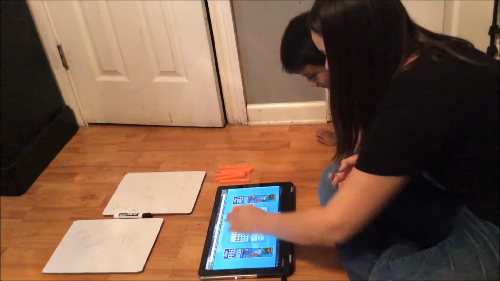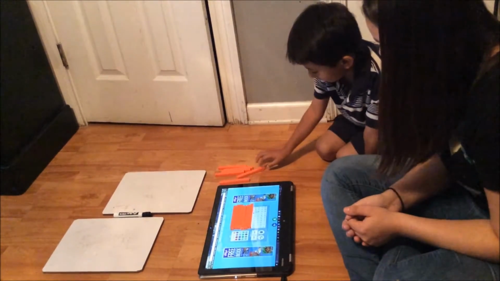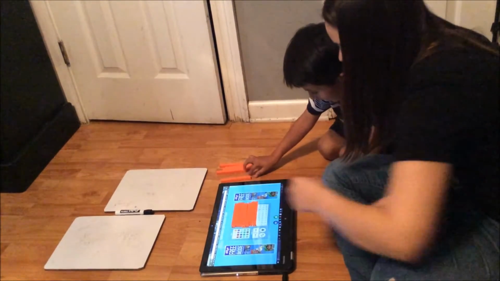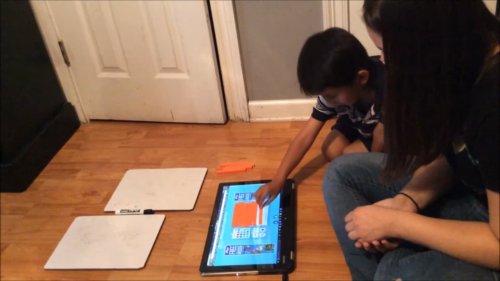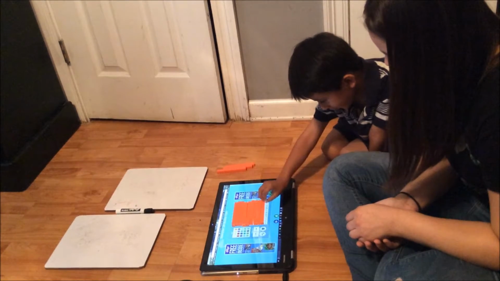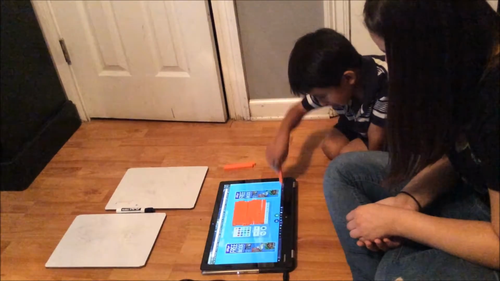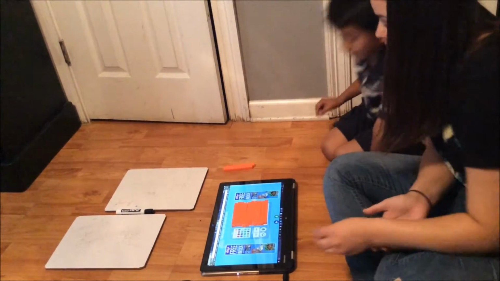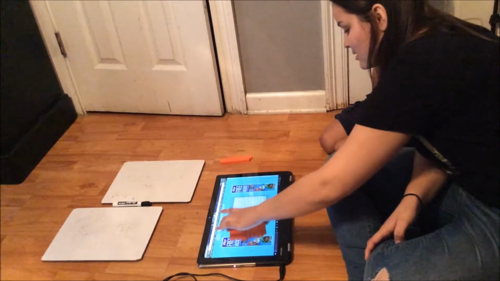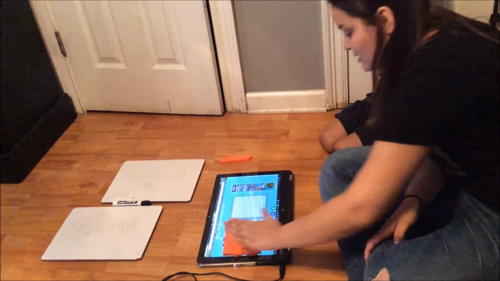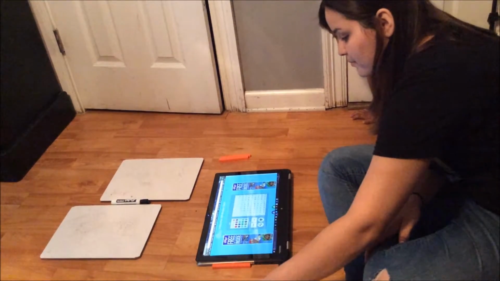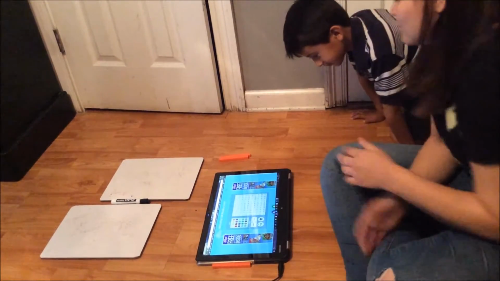60. Okay. 70. 80. 90. 100. Great job. You counted all the way to 100 by tens. So here we have 100 cubes. And when you look at the 10, 20, 30, 40, do you notice a pattern?